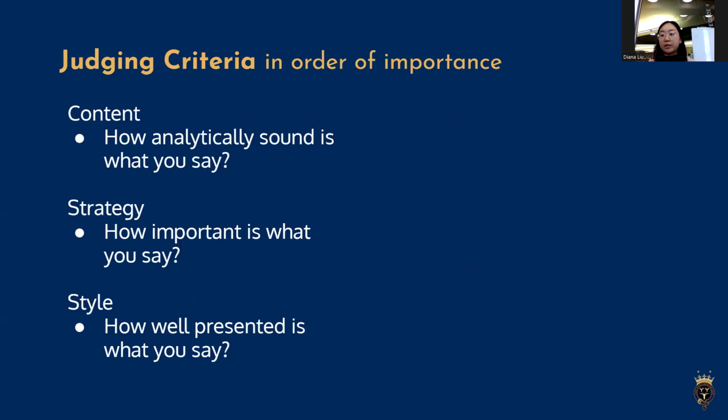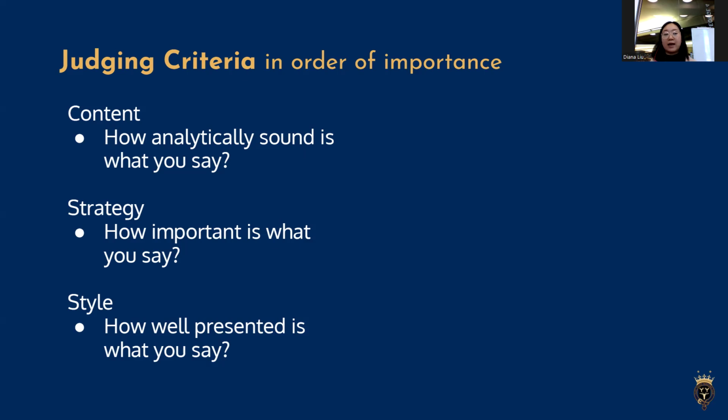So judging criteria in CNDF is a little different from in BP. This is an order of importance. First, and the most important criteria in judging, is content. How analytically sound is what you say? Do you prove that the things you claim are true? The second most important is strategy, which is how important is what you say? You should, in your speech, give reasons as to why what you're saying is the most important in order to win on this criteria.